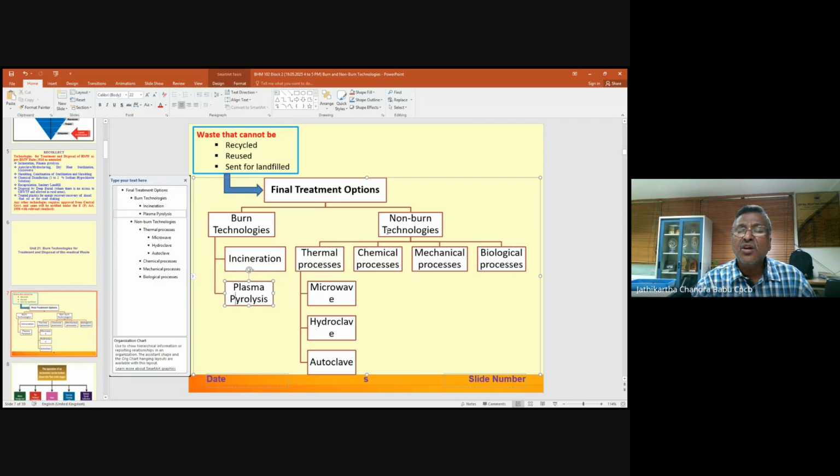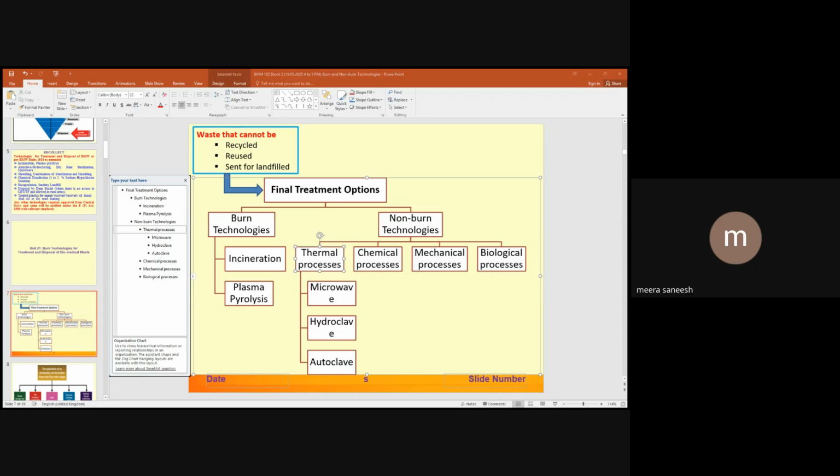Then in case of non-burn technologies, we have thermal processes, using heat as the mode of treatment, and chemical processes, where a chemical is used as the mode of treatment. What is an example of a chemical process? Using sodium hypochlorite solution. Yes. This technology is called chemical disinfection. It is called chemical processes, and we can use this technology, that is, chemical disinfection.